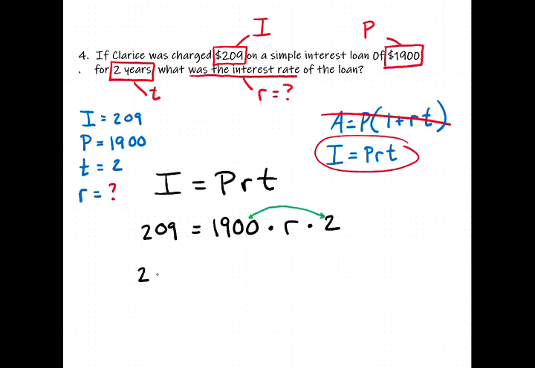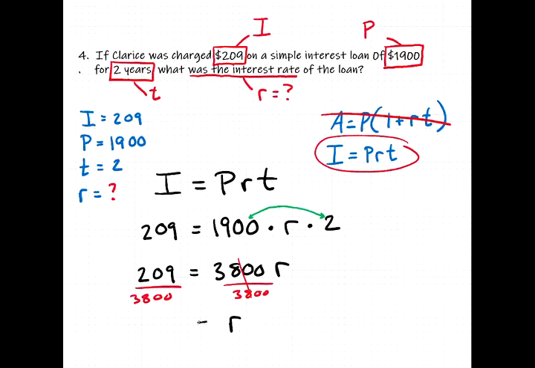Okay, so we'll have 209 is equal to, well, 1,900 times 2 is 3,800. And then there's a times R. Okay, so we're trying to solve for R, the interest rate. So we need to get rid of that times 3,800. So let's divide by 3,800 both sides. That way these 3,800s will cancel.